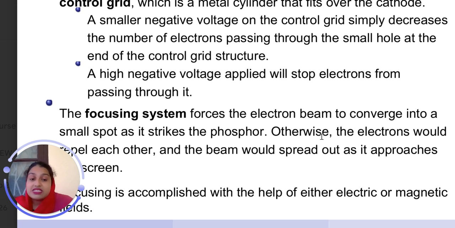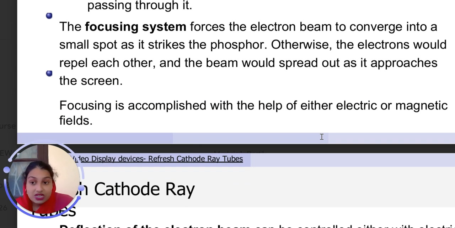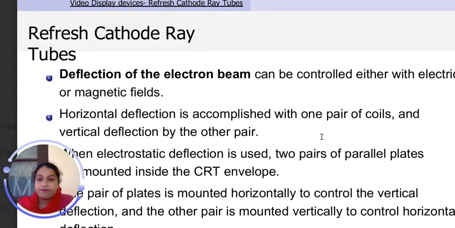The focusing system forces the electron beam to converge into a small spot as it strikes the phosphor. Otherwise, the electrons would repel each other and the beam would spread out as it approaches the screen. Focusing is accomplished with the help of either electric or magnetic field.